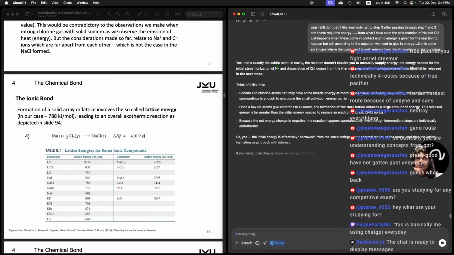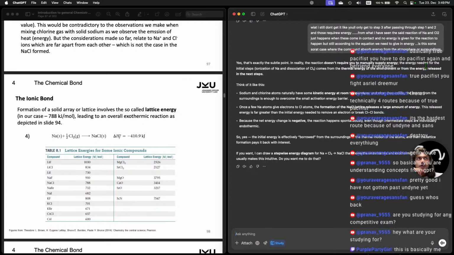Yes, that's exactly the subtle point. In reality, the reaction doesn't require you to manually supply energy. The energy needed for the initial step comes from the thermal energy of the environment.